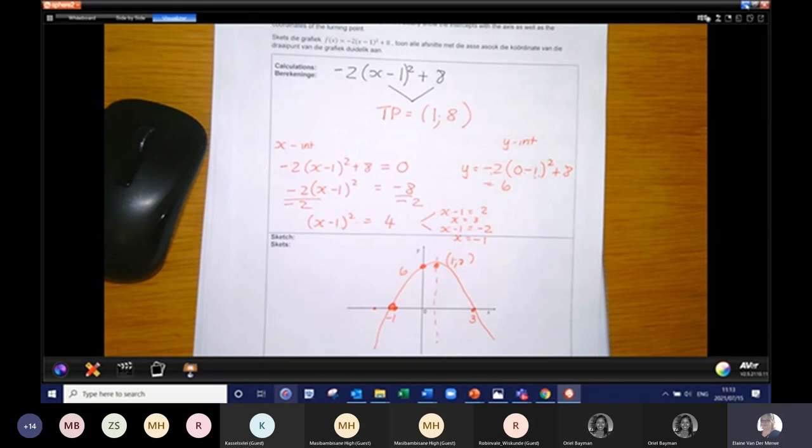Now, I've asked you the following questions. Oh, just remember, the question was, what is a, b, and c? So answer the question at the end. The value of a is 1, the value of b is -2, and the value of c is -8. Okay.